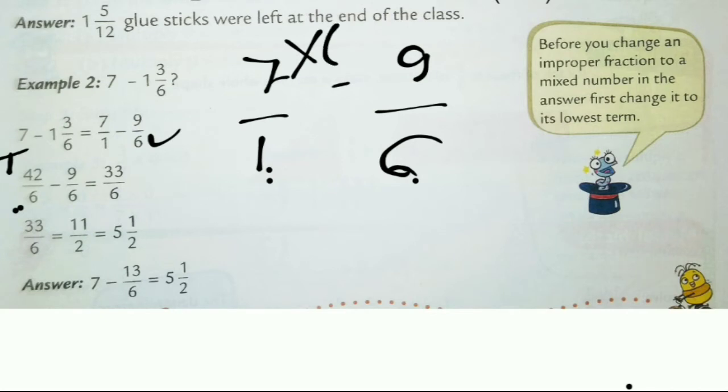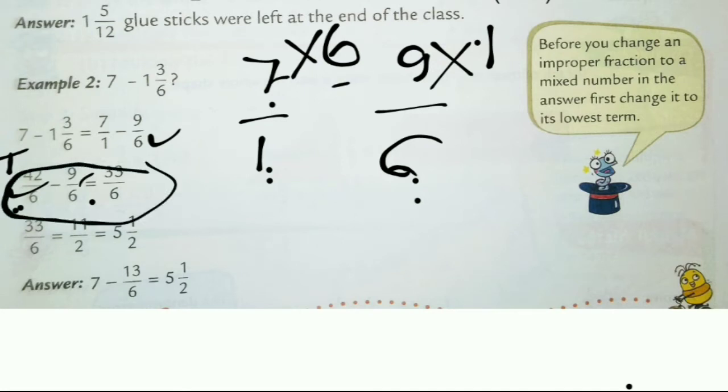6 times only. And the 6 table, 6 will come one time only. So 7 sixes are 42 and 9 ones are 9. Like this we have to solve. After that 42 minus 9 is 33 upon 6. 6 remains same. So this 33 upon 6 we can write as 11 by 2.